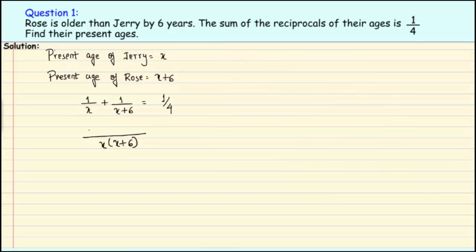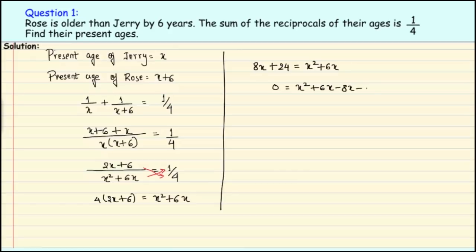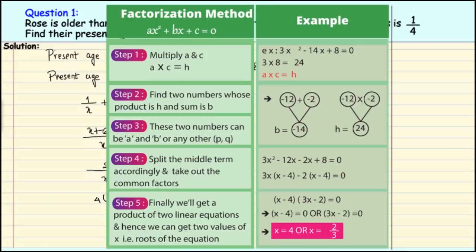Now simplify the equation and make the equation 0 by taking all the terms in any one side. Now solve the quadratic equation by using any one method. Here we are using the factorization method.